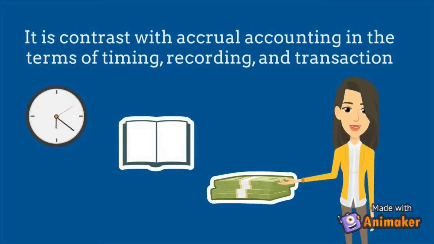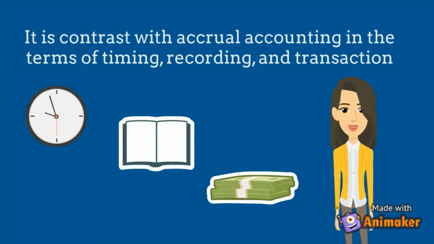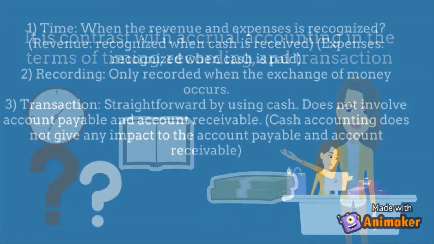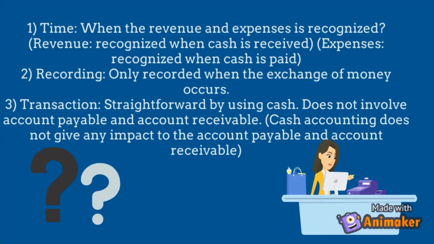It contrasts with accrual accounting in terms of timing, recording, and transaction. 1. Time, when the revenue and expenses are recognized. Revenue is recognized when cash is received, expenses are recognized when cash is paid. 2. Recording, only recorded when the exchange of money occurs. 3. Transaction, straightforward by using cash. It does not involve accounts payable and accounts receivable. Cash accounting does not give any impact to accounts payable and accounts receivable.